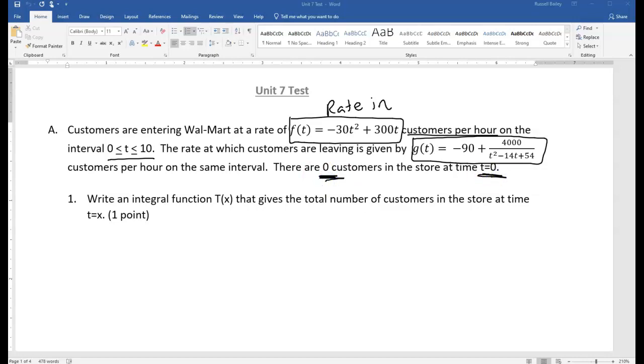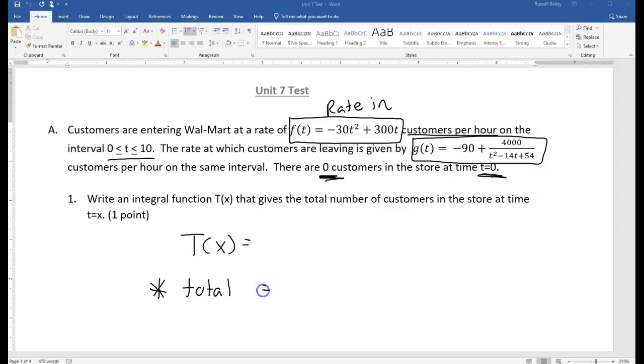All right, so write an integral function, T of x. So they want us to create a new function called T of x. So I'm going to start by labeling that. That gives the total number of customers in the store at time x. This part you wouldn't write on your test. You could, I wouldn't take points off, but the T of x represents the total amount.